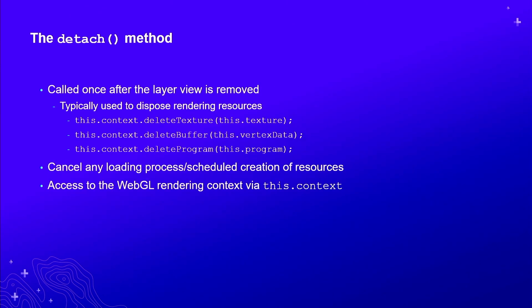The detach method, of course, is the opposite of attach, being called either when the layer is being removed from the map or when the map view is being shut down or disposed. Again, that's the place to do housekeeping and cleanup. This is the time to cancel, let's say, requests that are in flight and dispose of any resources like textures, buffers, shaders, and anything else that is no longer needed and needs to be discarded at that point. Just like the attach method, the rendering context is accessed via the this.context property.